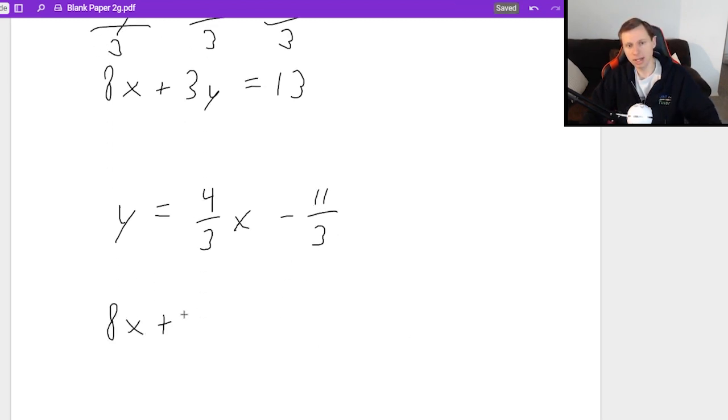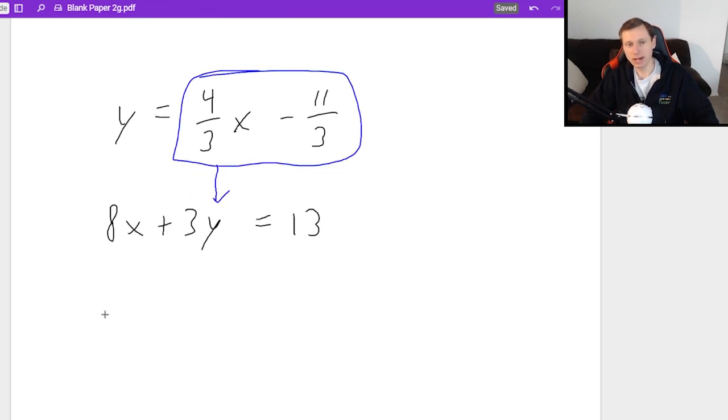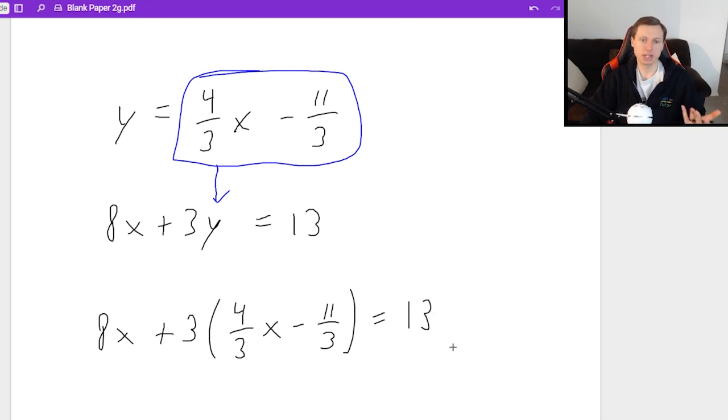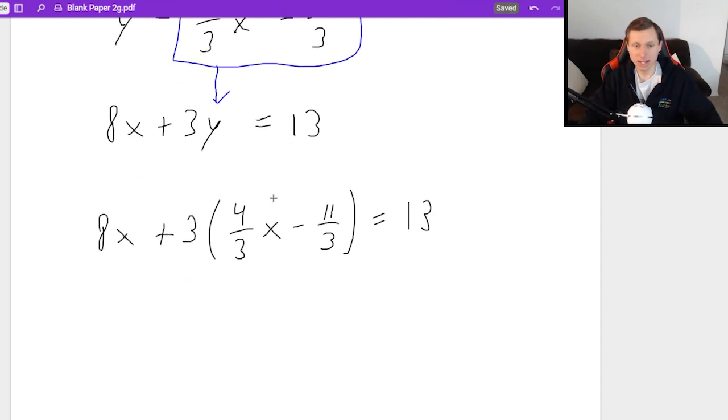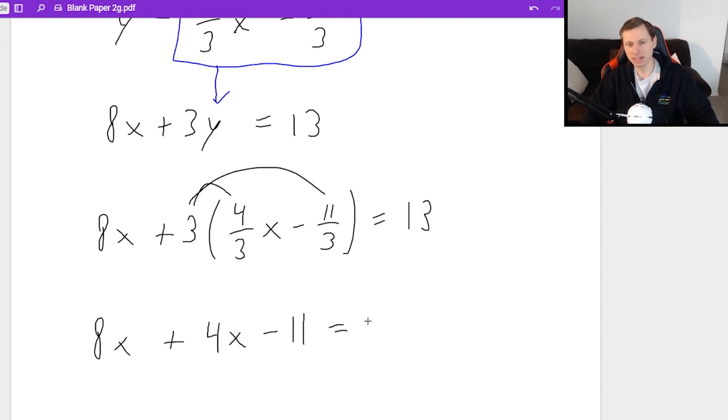But now I need to plug in this y into the second equation like this. And when I do that, I'll get 8x plus 3 times the parenthesis, 4/3 x minus 11/3, equal to 13. Maybe you see why it's not such a big deal right now. Because the very next step, I'm going to distribute this 3 to both terms, and anything times 3 with a 3 in the denominator will cancel out the 3's. So in other words, when I simplify this, I get 8x plus 4x minus 11 equals 13. See, that wasn't bad at all.